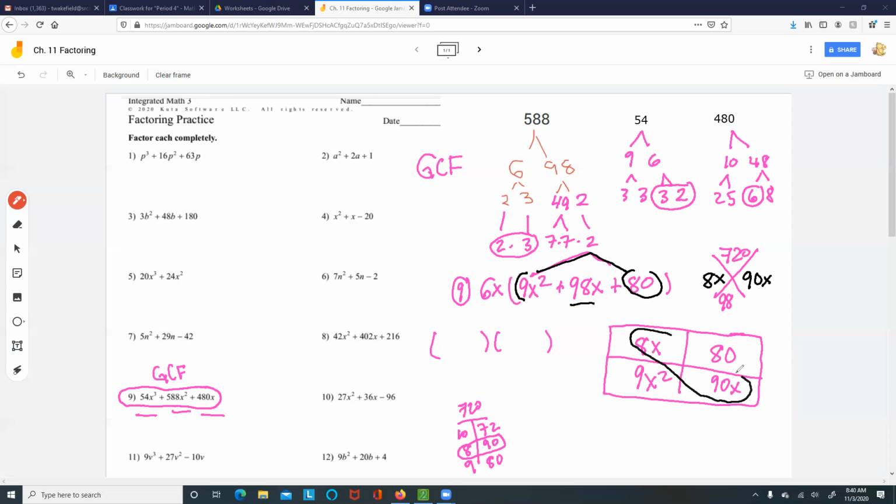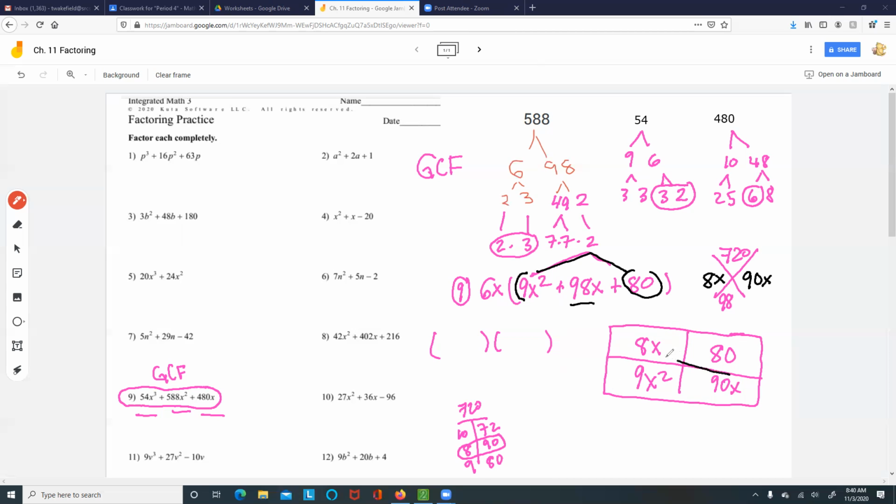You're going to make your generic rectangle that we did in Math 1. Your middle terms go here, those are your middle terms, that's your 98x. And then the first term, the 9x squared, goes here. The last term, the 80, goes here. And then we're going to factor this. So erase those two lines. So let's say I factor this.